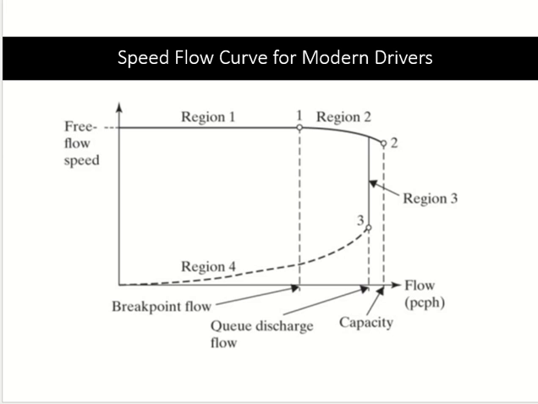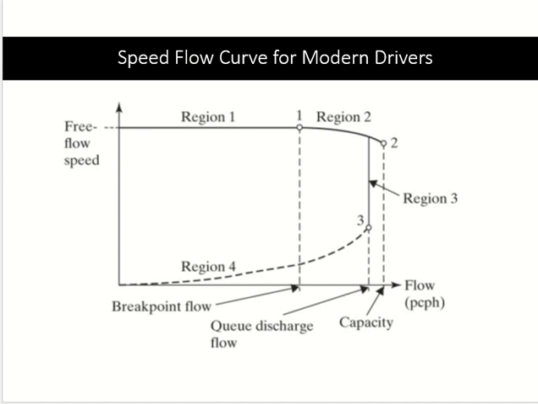Then you have region 3. From point 2 to point 3, you see a sharp decrease in what? The speed is suddenly very low now, right? Between point 2 and point 3, the difference in speed is very high. But what about the difference in flow? Not so much. The flow is almost the same, but the speed has suddenly dipped.